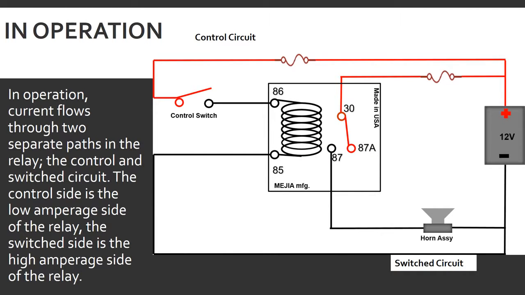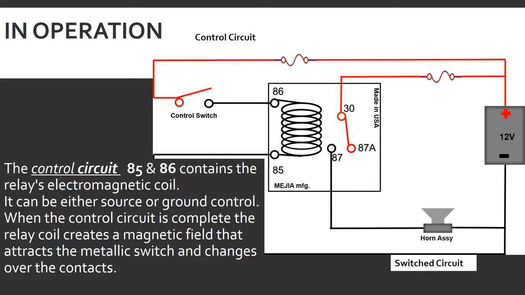In operation, current flows through two separate paths in the relay: the control and the switch circuits. The control side is the low amperage side of the relay. The switch side is the high amperage side of the relay. The control circuit is comprised of terminals 85 and 86. Terminal 86, in the case of this diagram, is controlled by a switch. This switch is getting power through a fuse from the battery. When the switch is closed, it sends voltage or power to terminal 86, goes through the coil, and then out to ground.